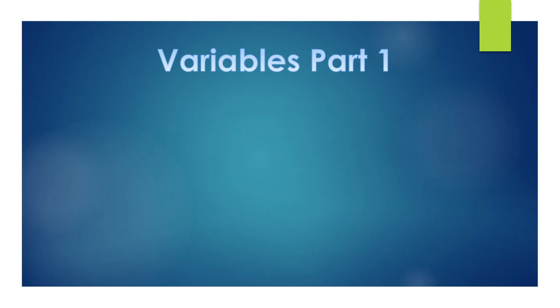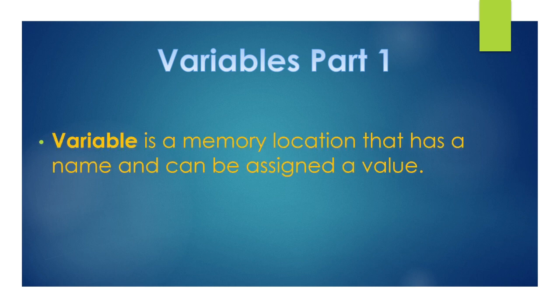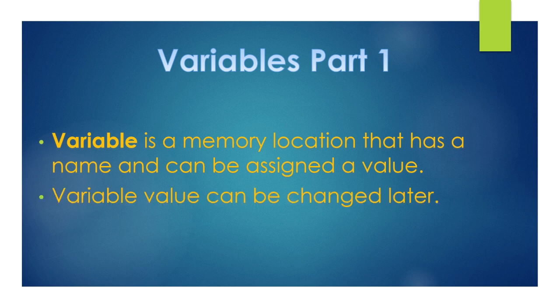When we are programming in Java, variables are everywhere. So it's important to describe what they are and how to create and use them in our programs. A variable in Java is a memory location that has a name and can be assigned a value. This value can later be changed during the execution of the program.